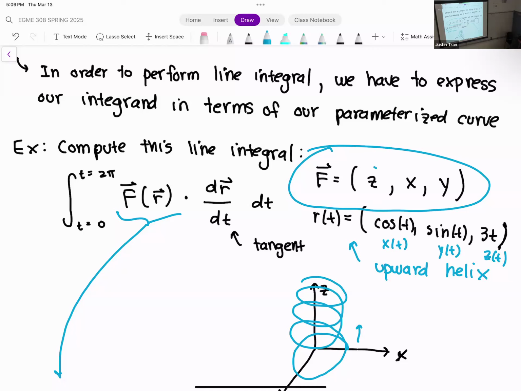And so basically, for z here, we're going to plug in our z of t from our path. And then for x, we're going to plug in the x component for our path. And then for y, we're going to plug in the y component of our path right there. So basically, everywhere you see x, y, and z in the vector field, you're going to plug in that component from the path. Any other questions on this part here?